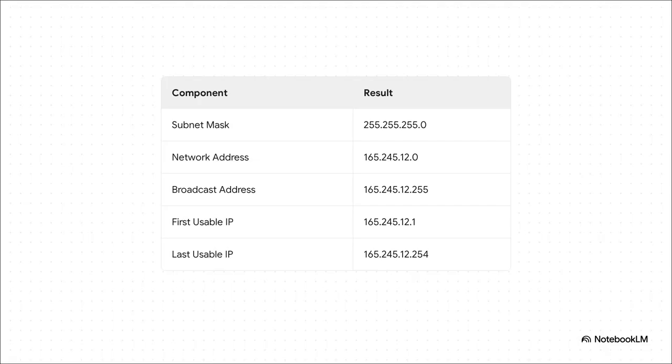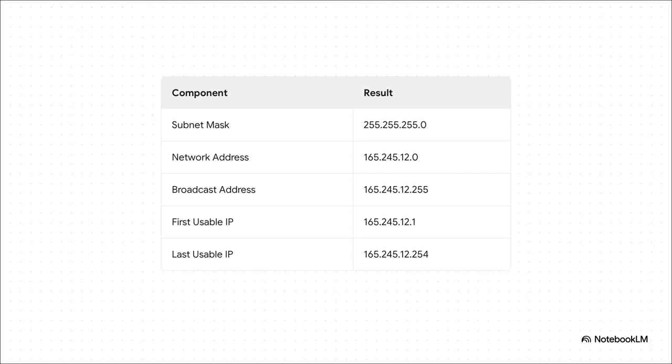Okay, so let's break this down. An IP address has 4 parts, right? The octets. For a /24 mask, the first 3 are 255, and the last one is 0. So, here's the rule for the network address. If a mask octet is 255, you just copy the number down from the IP address. If the mask octet is 0, you write a 0. So that gives us 165.245.12.0. Easy.